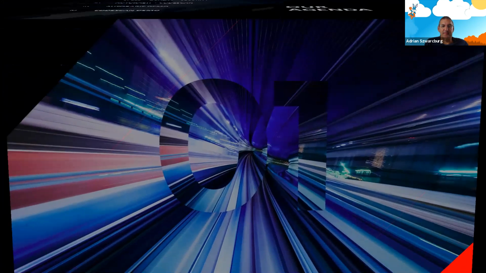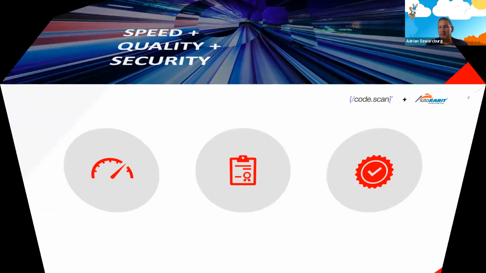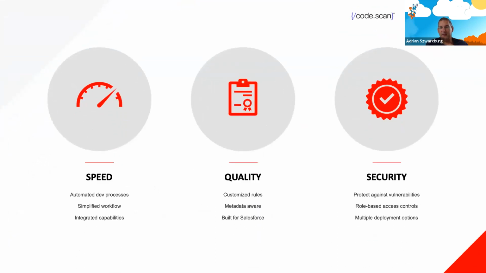Next slide, please. So the focus is around speed, quality, and security. Obviously AutoRABIT, our DevOps platform, allows you to manage your deployments and development with better speed. And where CodeScan fits in is really helping you with the quality, primarily with the quality section of how you do this. So over to Will and Peter to take you through the technical aspects of this.